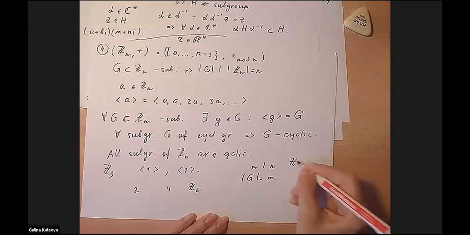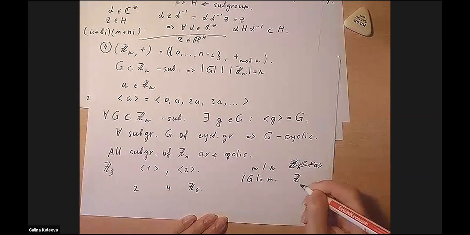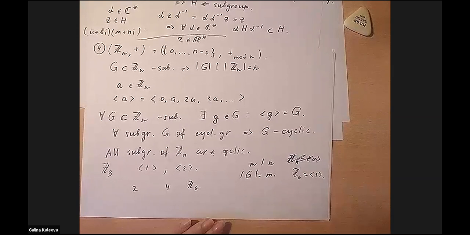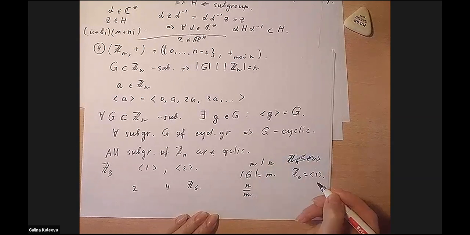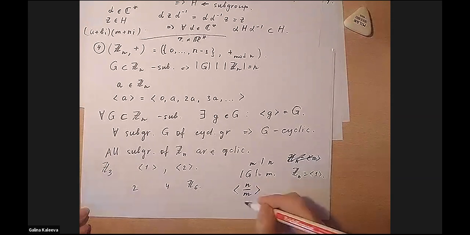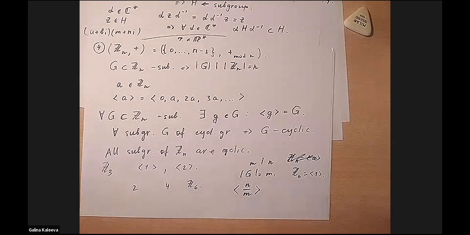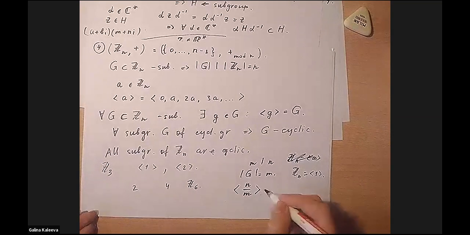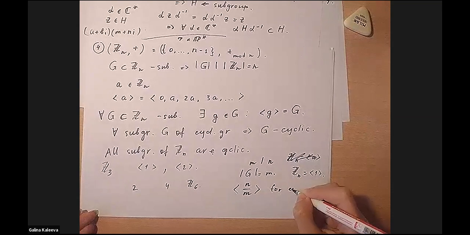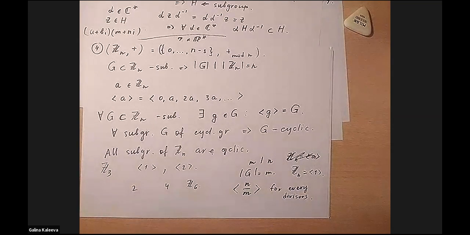Let's say our group is generated by 1. Let's take n over m. This is a whole number because m is a divisor. Let's generate an additive group using this element. What's the order of this element? We know it's m, because we add it m times to itself, and then we get n, which is 0 modulo n. So let's take these elements for all the divisors, and we'll have some subgroups.